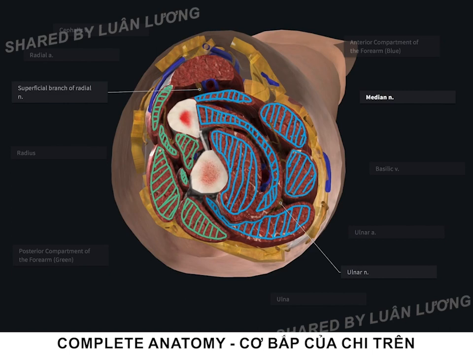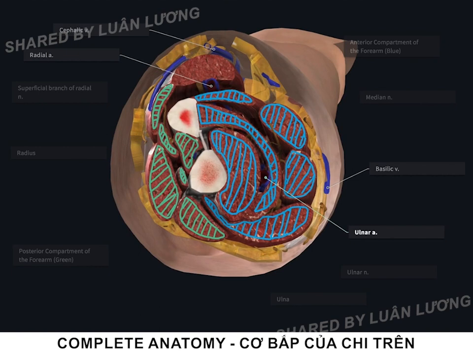We're also going to see within this cross-sectional cut some of the vasculature. We can see a more laterally located radial artery and a more medially located ulnar artery. So the names of these vessels will correlate to the bone that they are closer to. We're also going to have deep veins next to those arteries and the superficial veins coursing within the subcutaneous tissue, namely the cephalic vein more laterally and the basilic vein more medially.